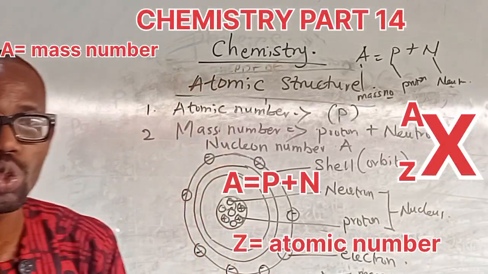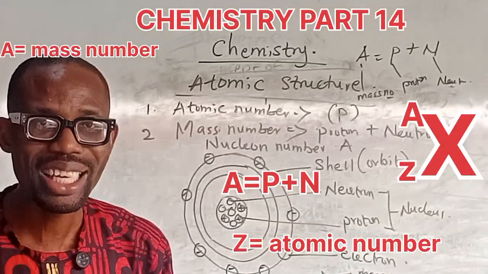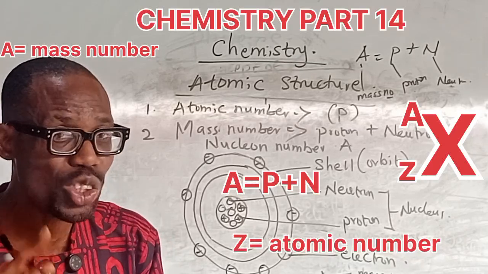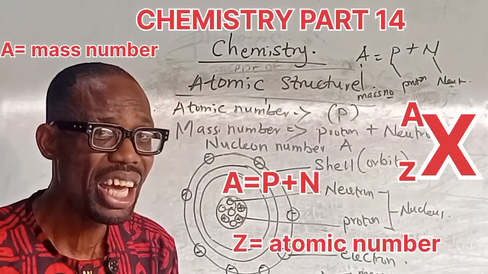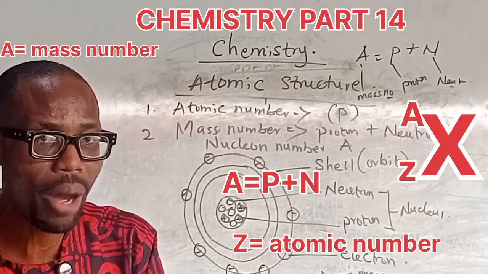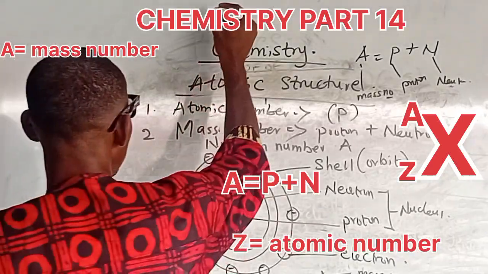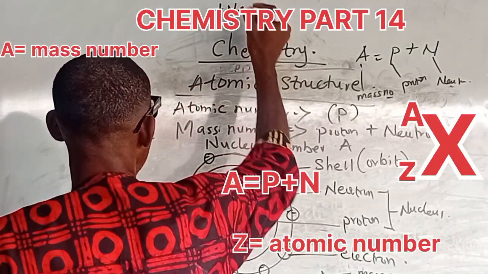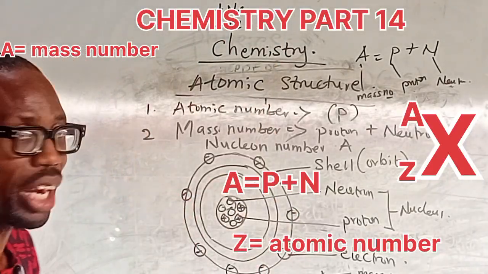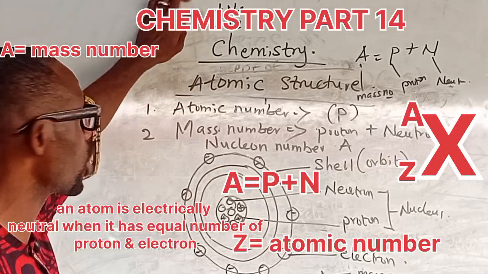And I want you to also know this before I round off this video: an atom is electrically neutral if it has equal charges. That is, it has the same number of protons and electrons. Proton has a positive charge, and electron has a negative charge. So it's electrically neutral if it has an equal number of protons and electrons, because the charges will cancel each other.